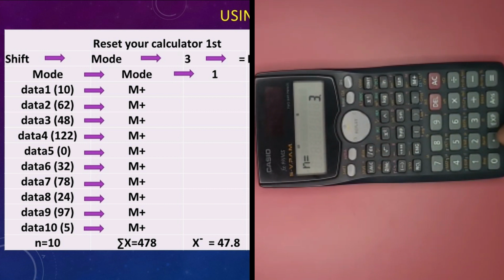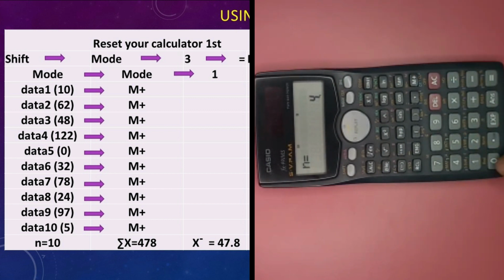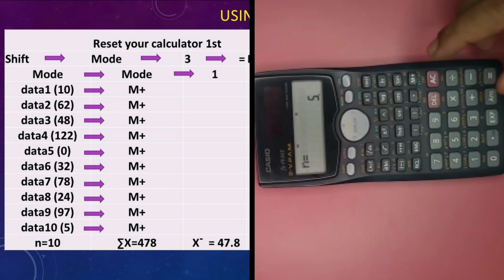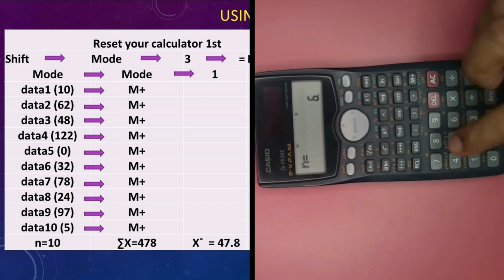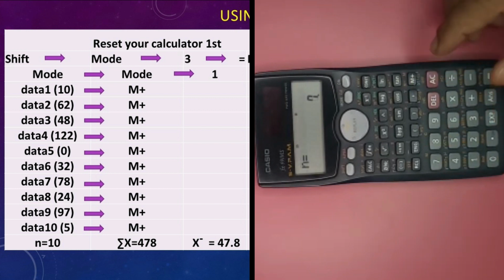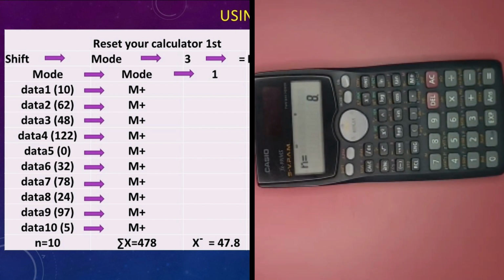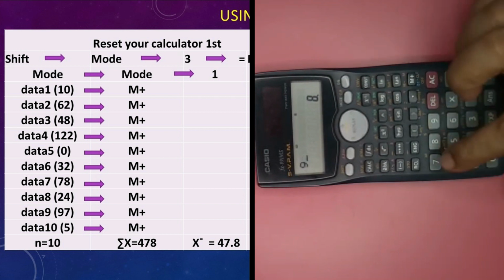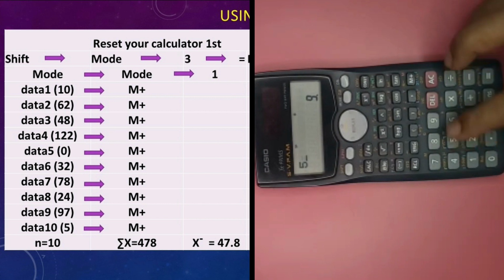Now 122 M plus, 0 M plus, 32 M plus, 78 M plus, 24 M plus, 97 M plus and 5 M plus. Okay, in this way we can enter huge amount of data.